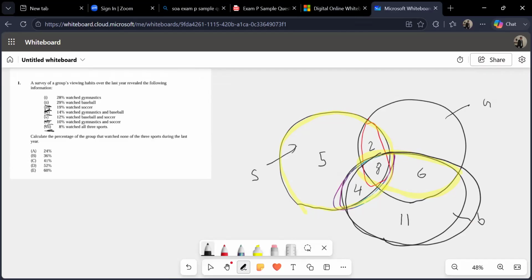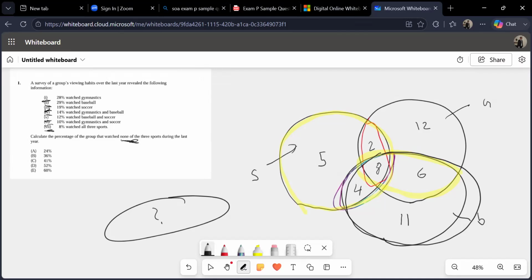And then finally, gymnastics, 28% watched gymnastics. So 8 plus 2, 10, plus 6, 16, plus 12 is 28. So now that we have got all the information, so what are we looking for? Calculate the percentage of the group that watched none of the three sports. Well, basically, we're looking for the percentage outside here.